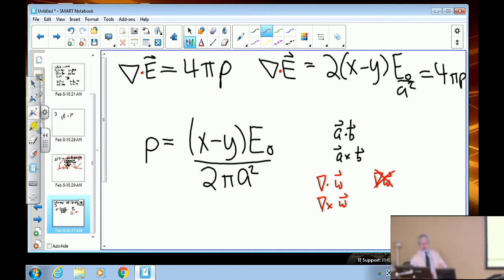So there are two parts. The first part is remembering Gauss's law. If I have the electric field, I can find rho from Gauss's law, or Maxwell's first equation. And the second one is actually carrying out the divergence. So there's really two parts to that problem. All right, looks good.